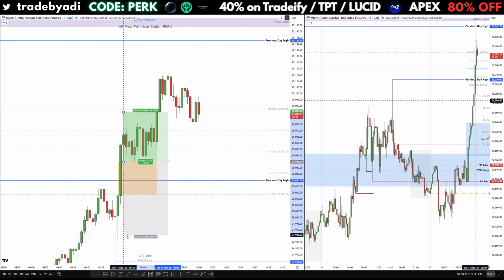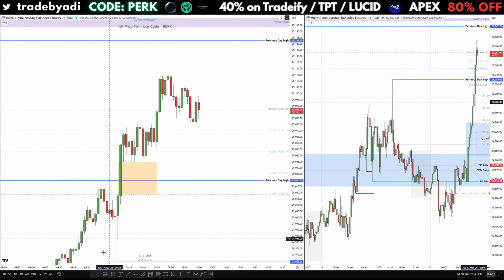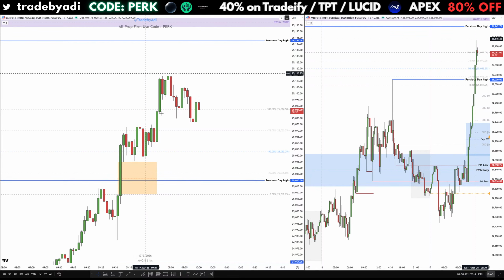Like, which stop loss are you going to put? This low or this low? Because whenever the market has big wicks, most of the time the market is going to rebalance those wicks and go up. So how are you going to trust these big wicks? You cannot do it.